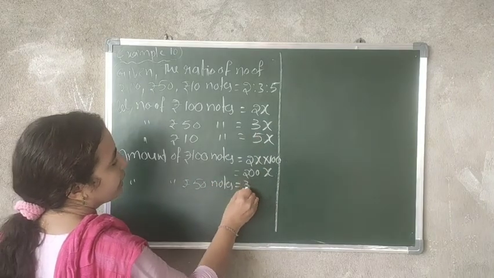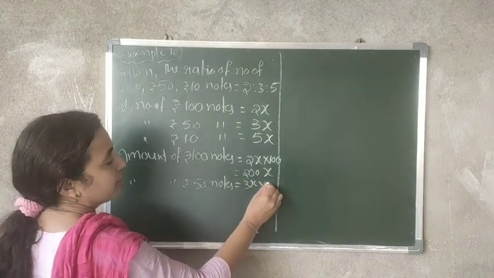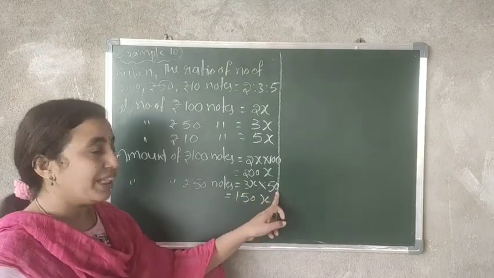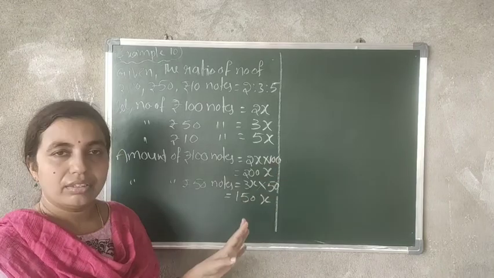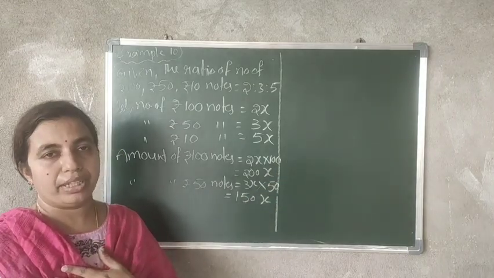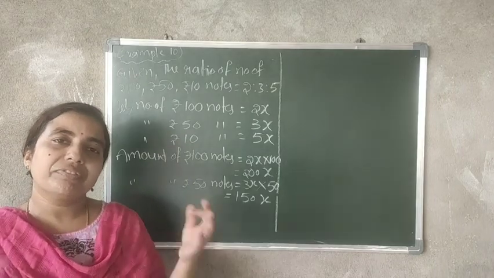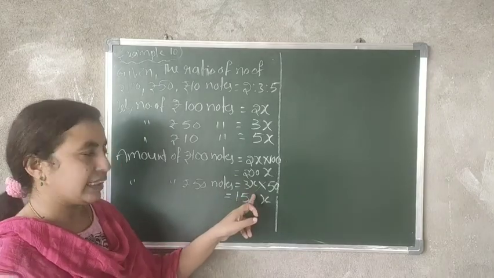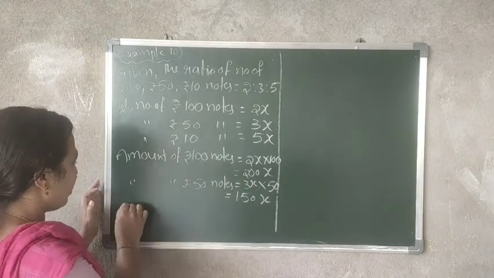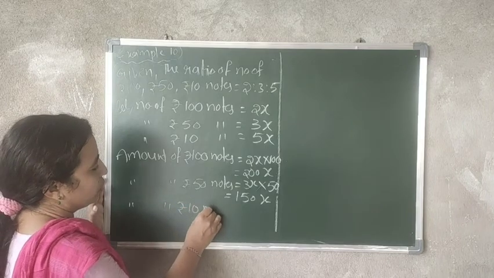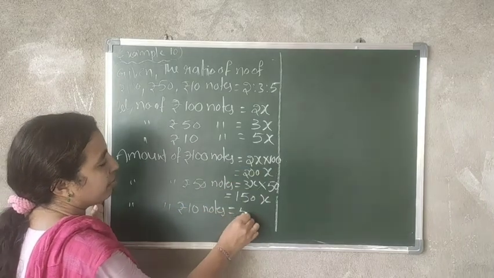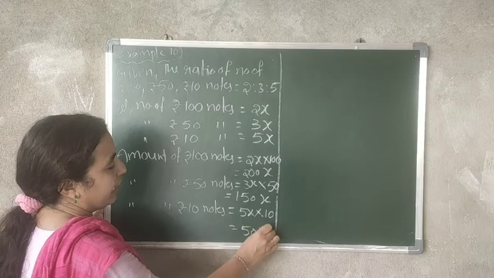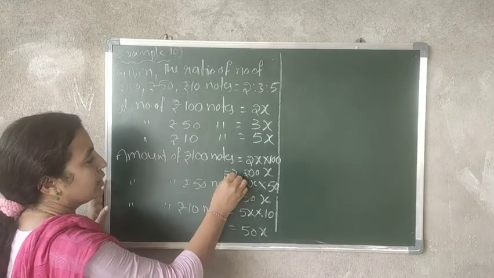Next, the amount of 50 rupees notes. How many are there? 3x, and the denomination is 50. So 3x into 50 is 150x. You have to multiply only with the denomination: if you have 100 rupees notes, multiply with 100; if you have 50 rupees notes, multiply with 50. Number of notes into that particular denomination. Next, the amount of 10 rupees notes: we have 5x notes and the denomination is 10, so 50x.